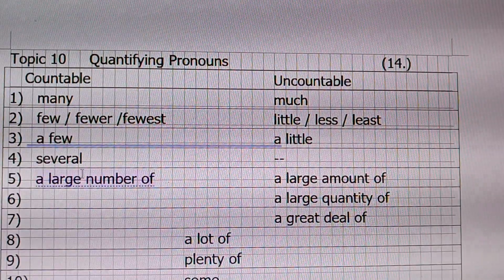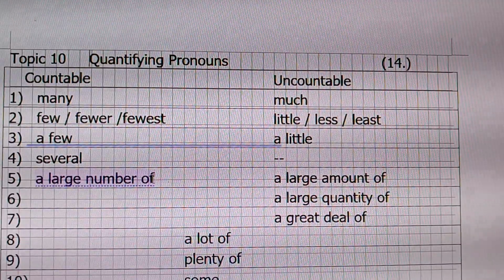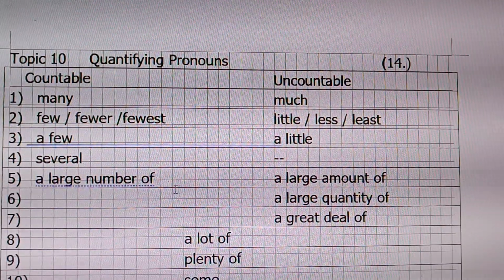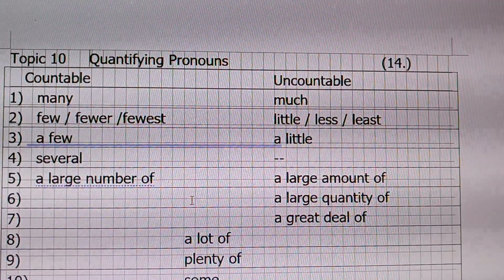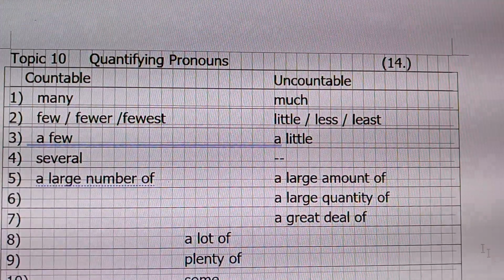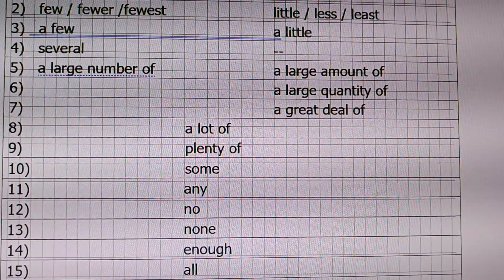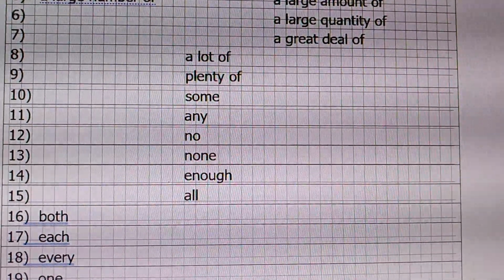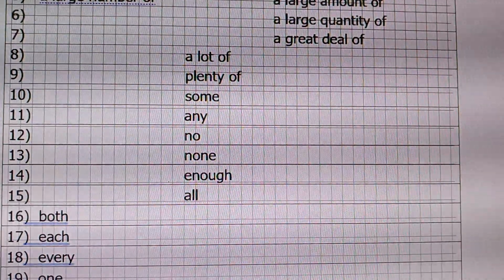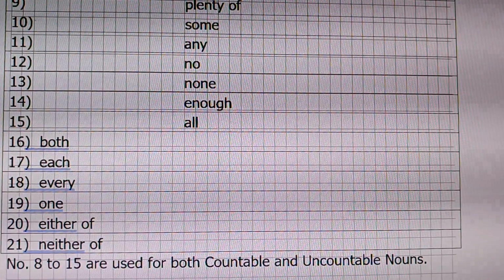Number 4 is several. Number 5, a large or small number of, a small or large amount of. Number 6 has no equivalent in countable. A small or large quantity of, a great deal of. Number 8: a lot of, plenty of, some, any, no, none, enough, all. Numbers 8 to 15 can be used for both countable and uncountable. And then 16 to 21 are for countable only: both, each, every, one, either of, neither of.